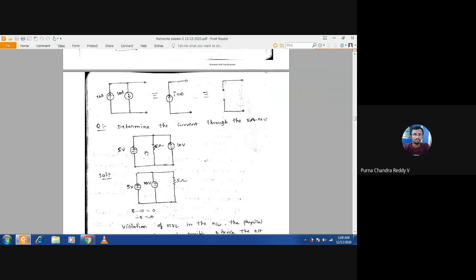So students, if you observe here, there are two voltage sources, and all these three branches are connected in parallel, yes or no? Yes, sir. Okay, so in these three parallel branches, we have two voltage sources. What is the value of this voltage source? 5 volts. What is the value of this voltage source? 10 volts. So whenever two voltage sources are connected in parallel, what is the condition to be satisfied?